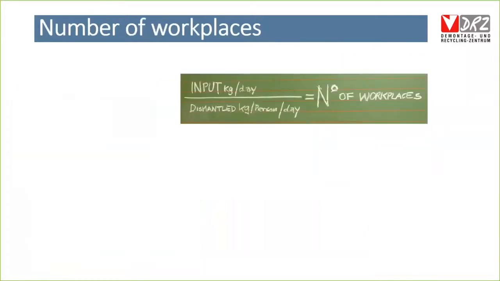Now, you might want to ask me, so how do I know how many workers I need and therefore how many workplaces? There's kind of a formula which I will explain. That is input, for instance, in kg, you can do it in pounds or in tons, whatever you want, but you have to be consistent with this. So you have cages on top and cages at the bottom. So input in whatever, in weight per day. And then on the bottom side, you have dismantled weight per person per day. And that gives you the number of workplaces you will need.